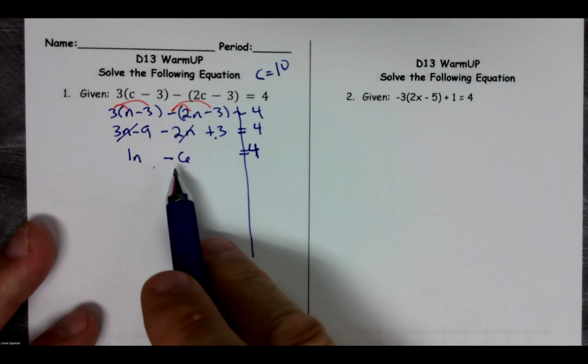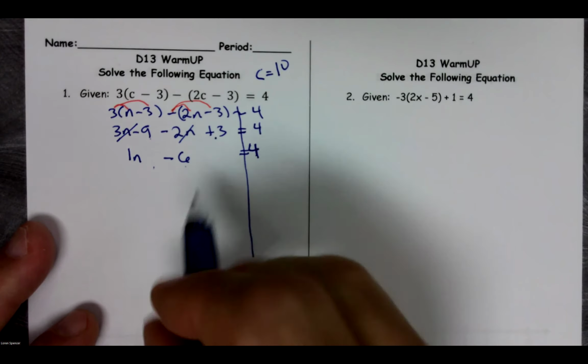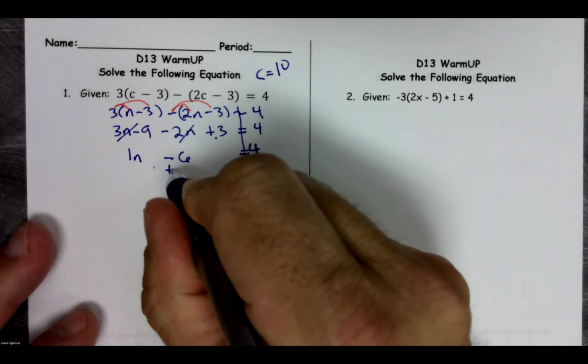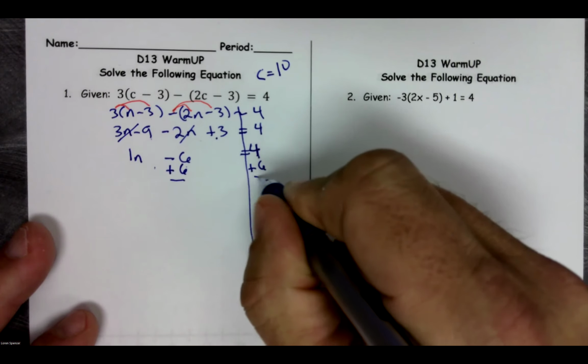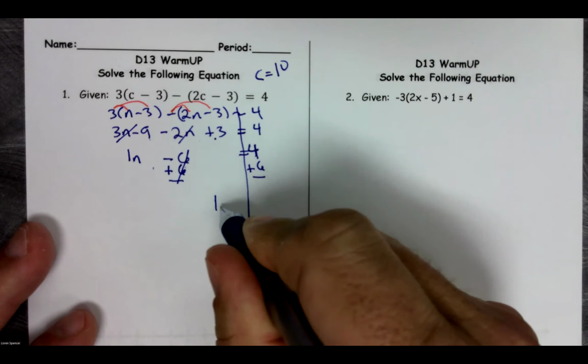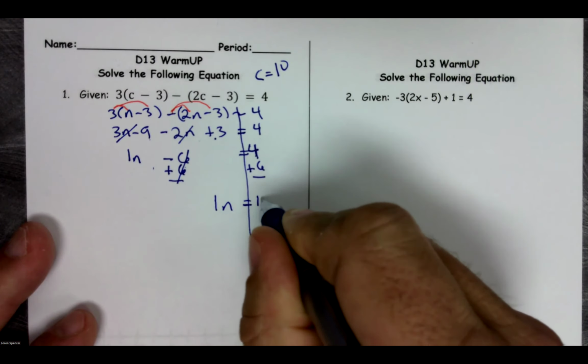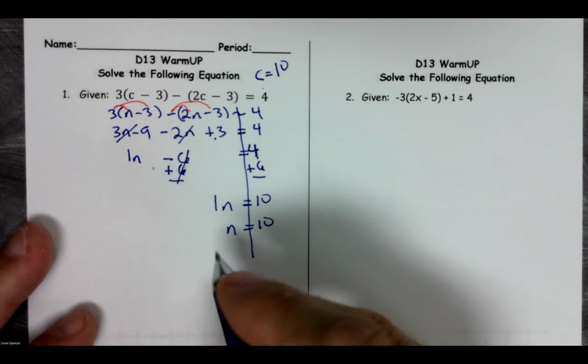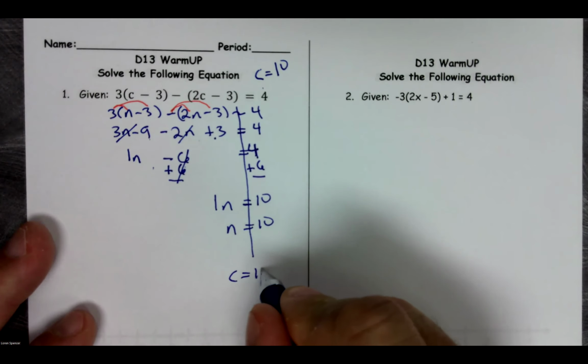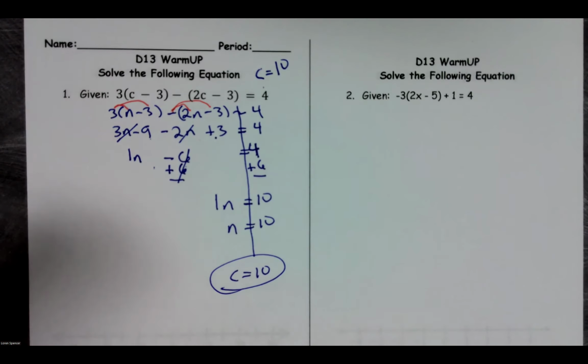All right, I need to move my constant away from my variable because the goal is to isolate the variable. So I'm going to add 6 to both sides. And I have 1n equals 10 or n equals 10. And we know we're working with c's. So in this case, c equals 10, and that's our answer.